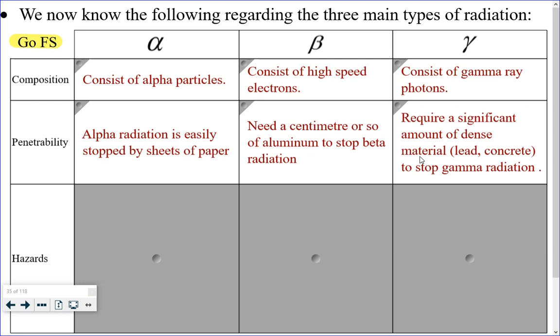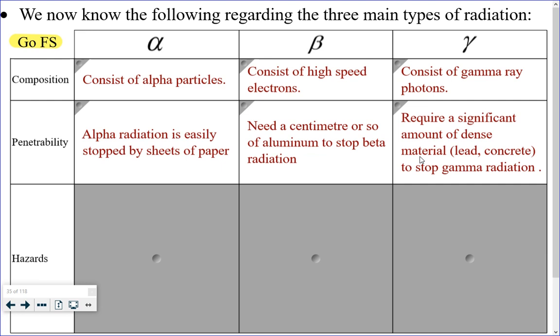So what that means is that gamma radiation has the highest penetrability of these three. Now, there are other forms of radiation, but you're expected to know that that is the order of penetrability. And now we have to talk about the hazards.